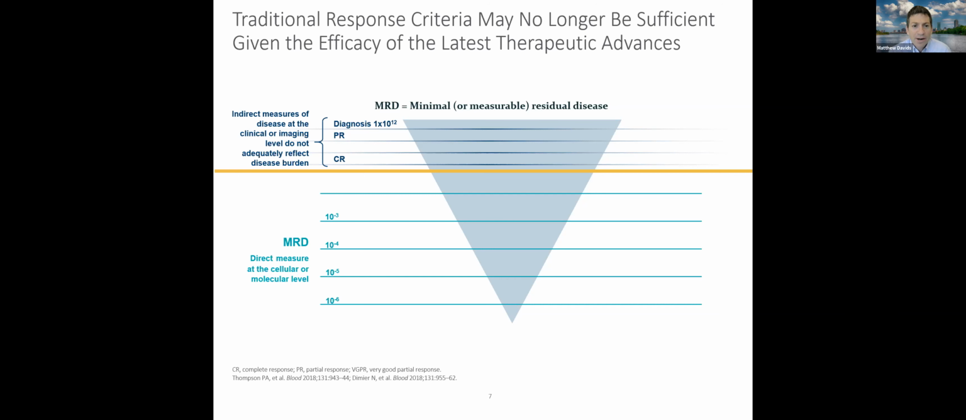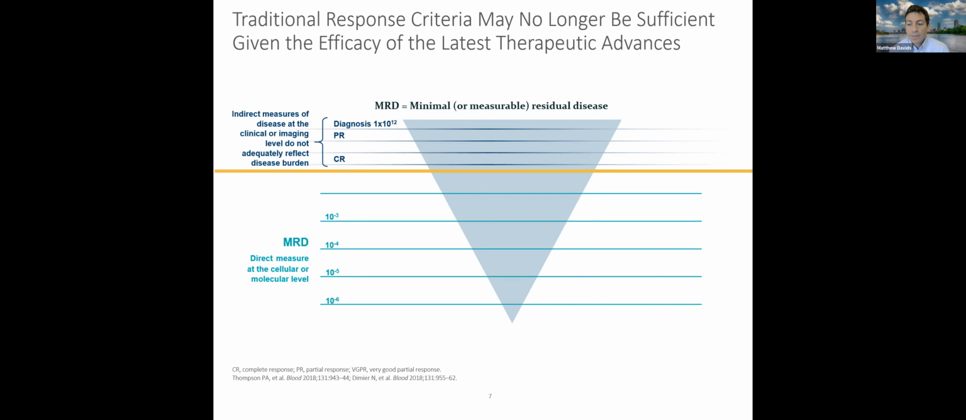At the very top there, we can see at time of diagnosis, there's estimated to be on the order of about 1 × 10 to the 12th CLL cells. So that's about 1 trillion CLL cells in the body. Again, that's usually pretty easy to detect by standard techniques, including just looking under the microscope. And as treatment is applied, we can begin to reduce that disease burden by several orders of magnitude.